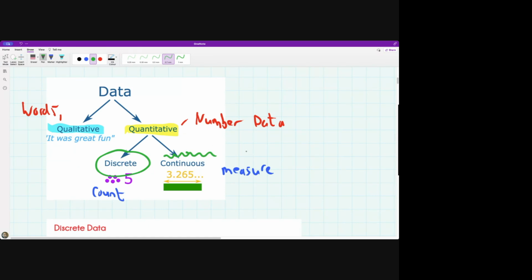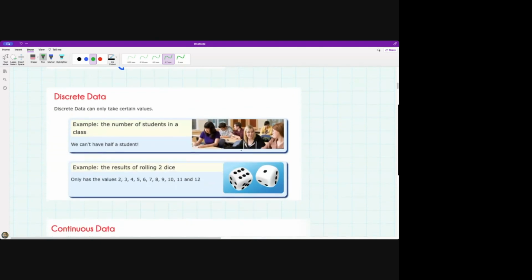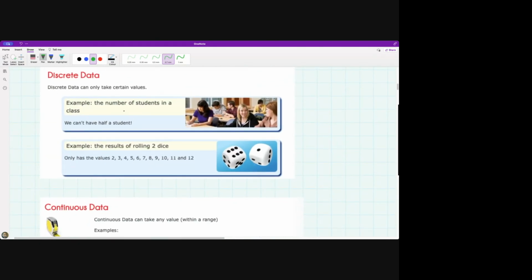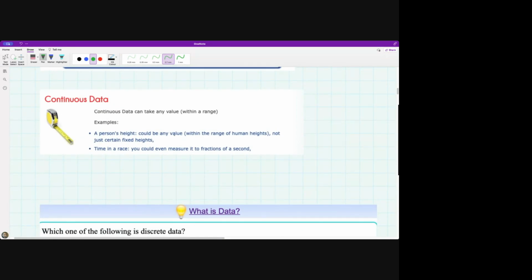Okay, so here is an example. The number of students in a class would be discrete data. It doesn't matter how short or tall you are, you only count as one person. If you roll two dice and want to know the sum, it cannot be 6.5. It can only be whole numbers, so this is also discrete data. For continuous data, we talk about human heights, time in a race, basically anything that you can measure.